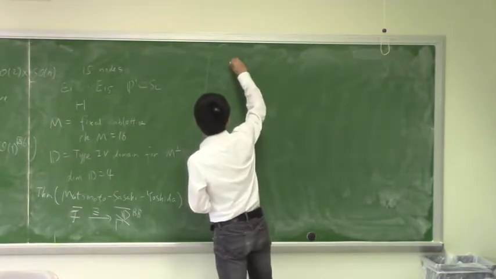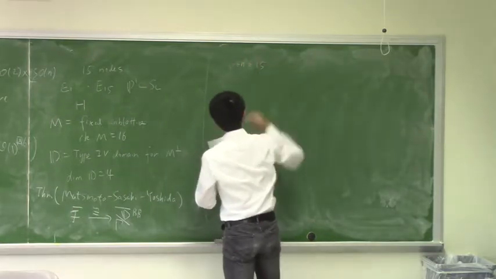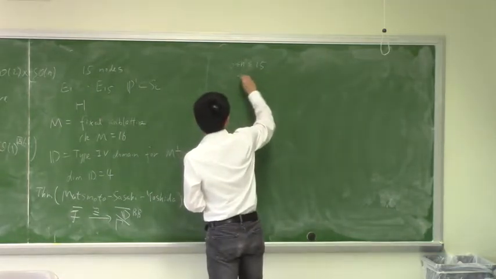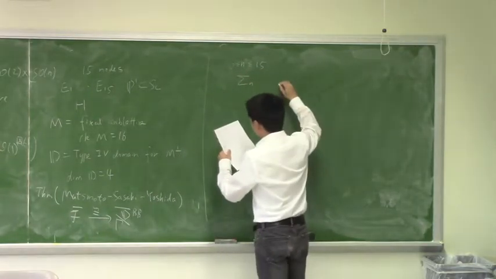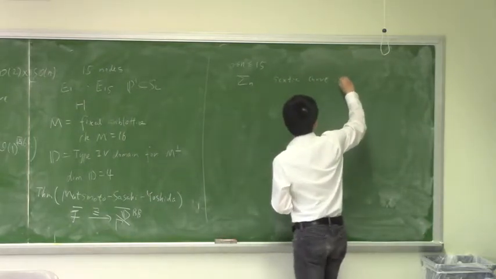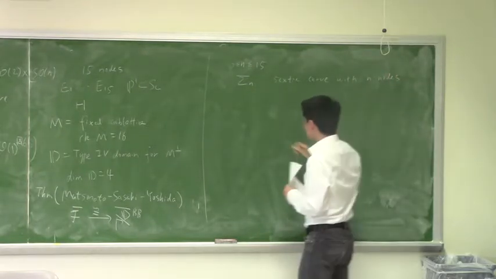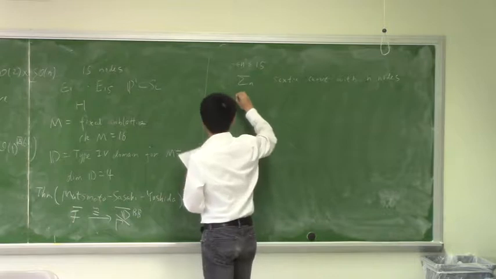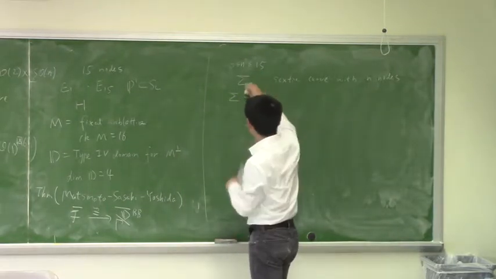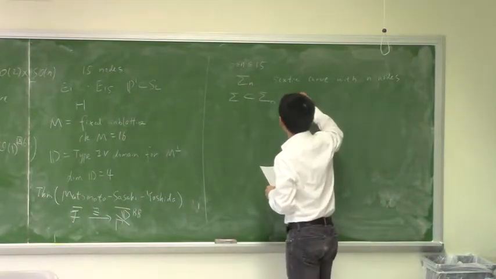So we fix an integer n from 0 to 15, and we consider sigma n, a sextic curve with n nodes. It may not be connected, so we take a connected component. So it's smooth, but it may not be connected. So this is one of the connected components.